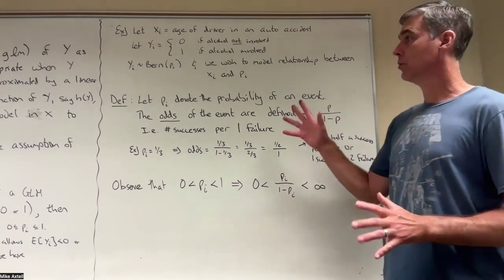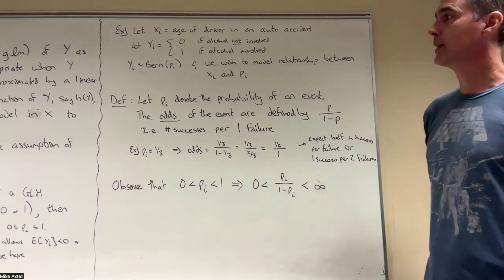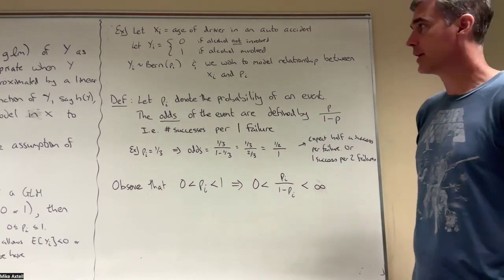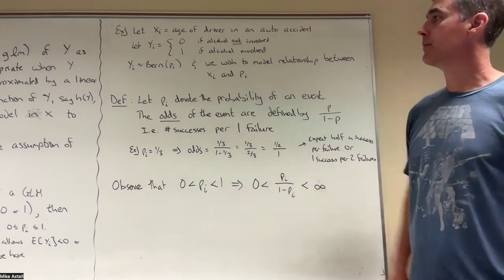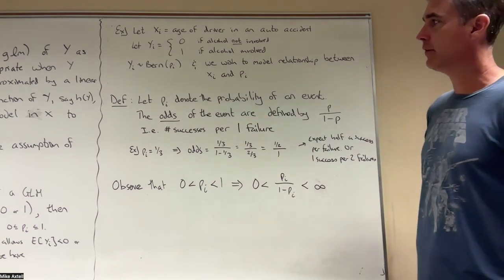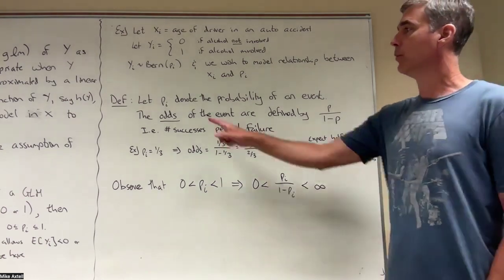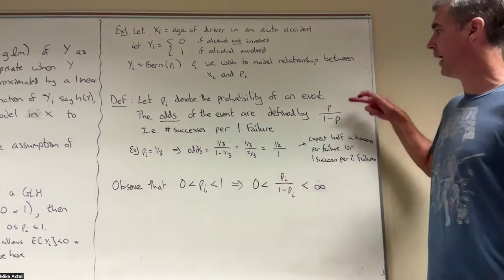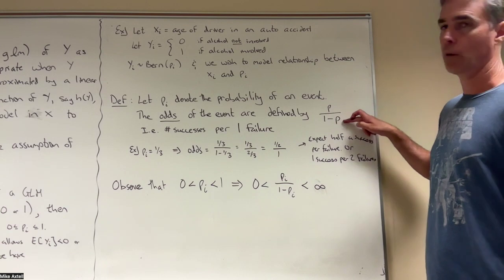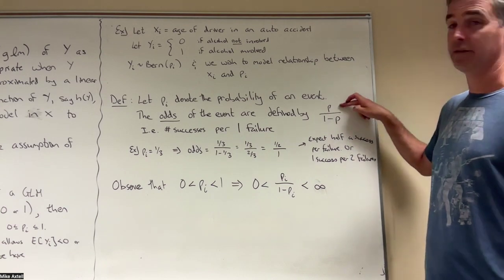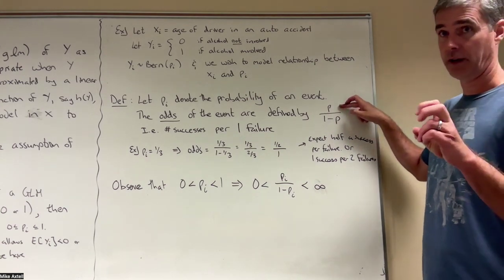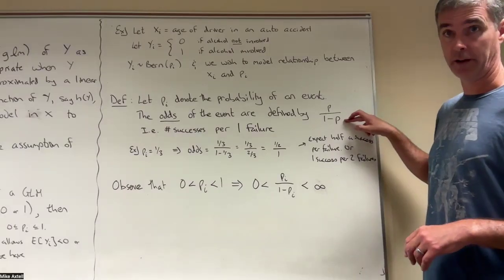All right, so how are we going to set up this logistic regression model? It does take a bit of work. So let p sub i denote the probability of an event. It's the probability of one of these y sub i's equaling 1. And then we can define the odds of the event by the probability over 1 minus the probability. So that's the probability of success, air quotes, divided by the probability of failure.